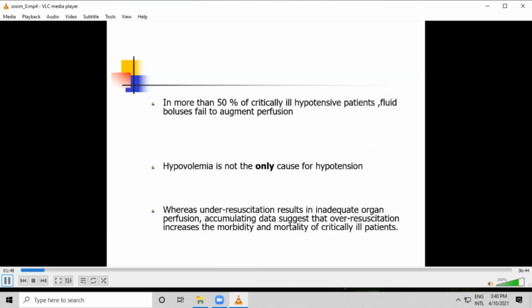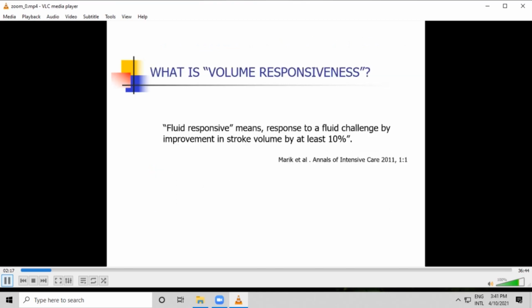In more than 50% of critically ill hypotensive patients, fluid boluses usually fail to augment the perfusion. Hypovolemia is not the only cause for hypotension, whereas under-resuscitation results in inadequate organ perfusion. Accumulating data suggests that over-resuscitation increases the morbidity and mortality of critically ill patients, and we will see in our next few slides how. So how do we define volume responsiveness?